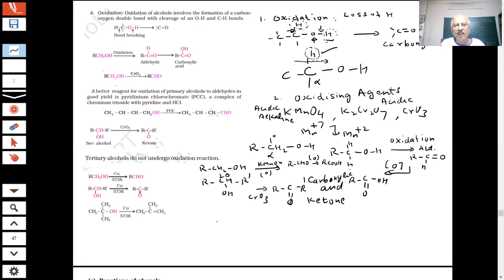And the question was given like this: a tertiary alcohol, and they said oxidation, write the product, with CrO3. What will be the answer, students? In this case, I'm giving only 1 minute. 1 minute for you.